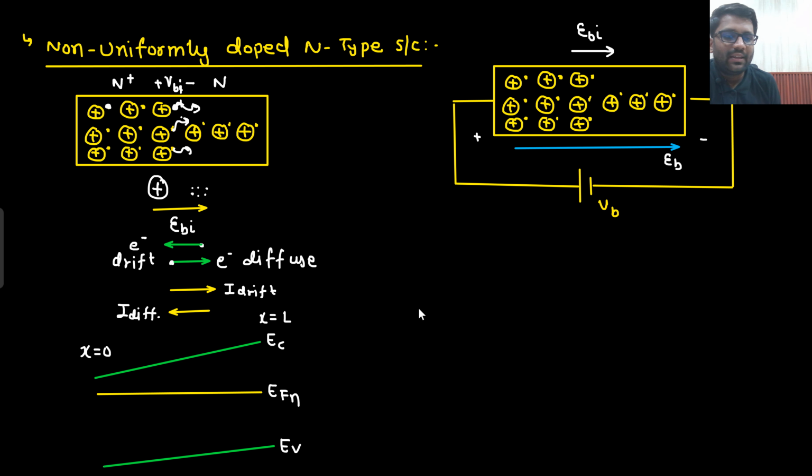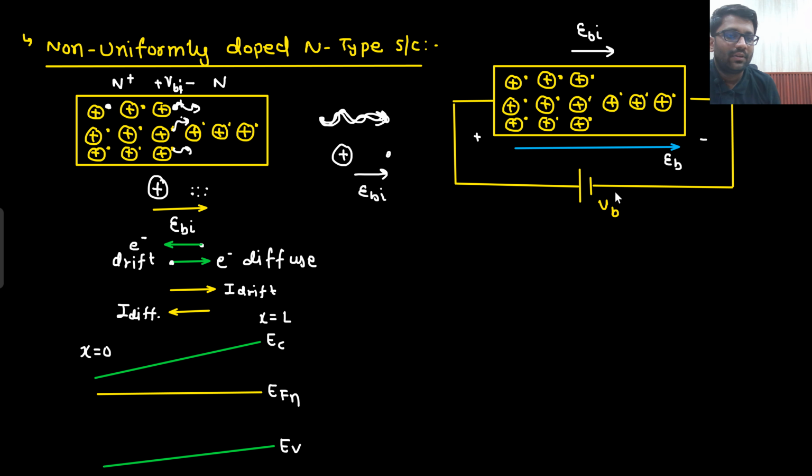What was the role of this EBI? This EBI that was set up, what was its role? If some electron tries to diffuse from here to here, then this EBI will put the opposite force. This electron was trying to diffuse from here to here, EBI will say move back. The electron will say I want to diffuse because of the concentration gradient, but EBI will say move back.